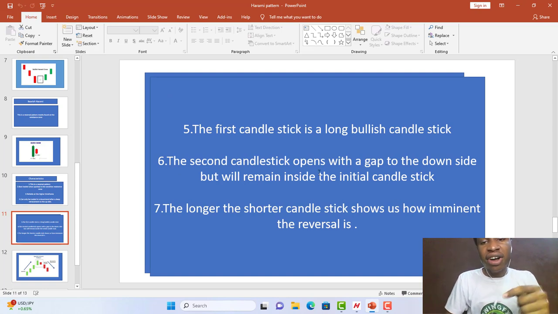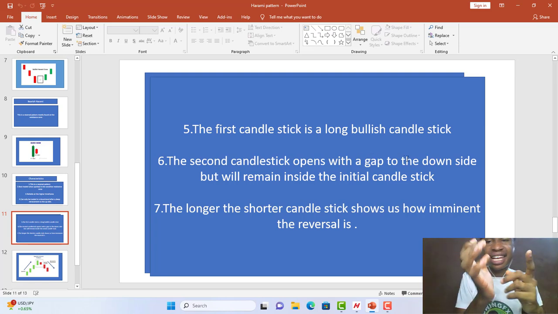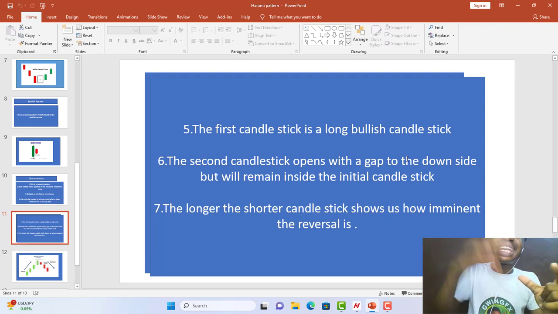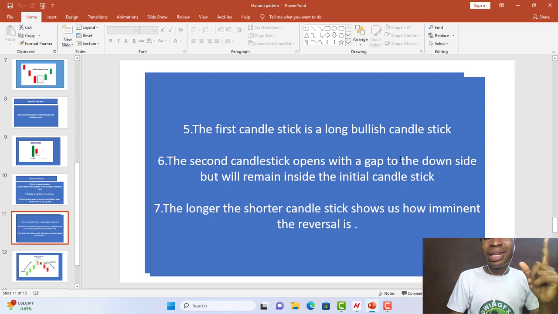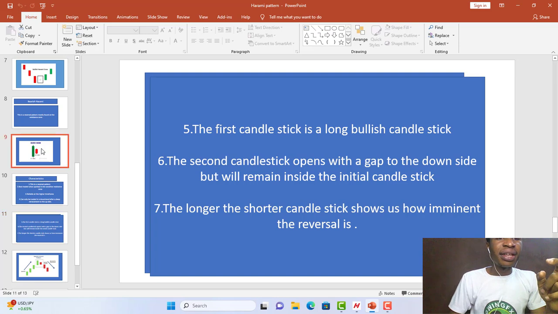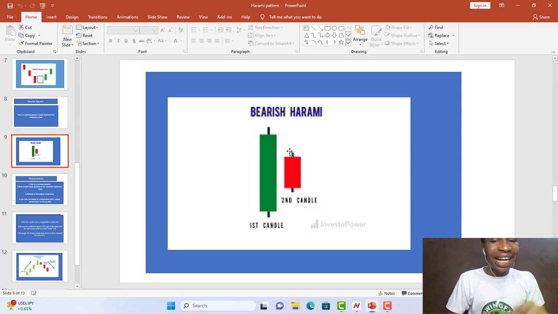The second candlestick opens with a gap to the downside, but we remain inside the initial candlestick. That's the clause there. It must open with a gap down, but must remain inside the initial bullish candlestick.